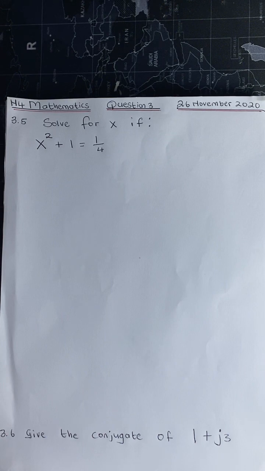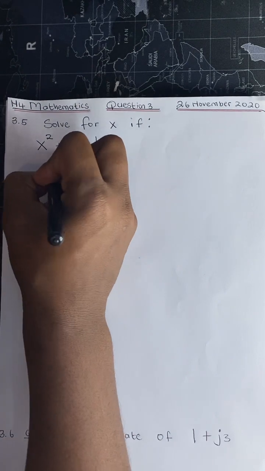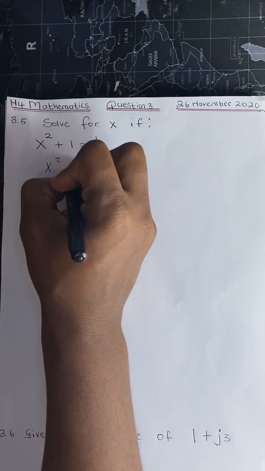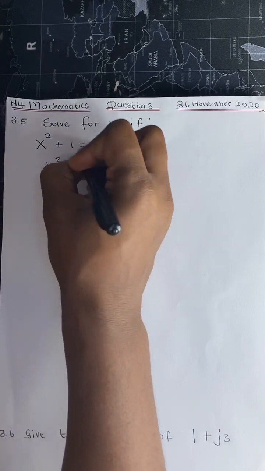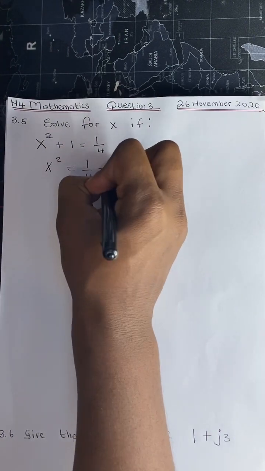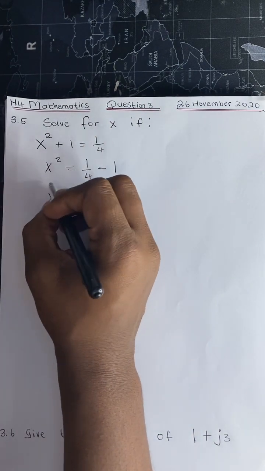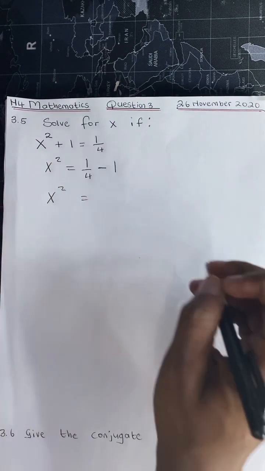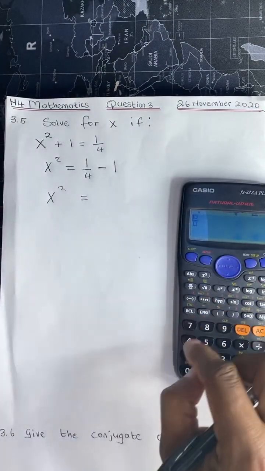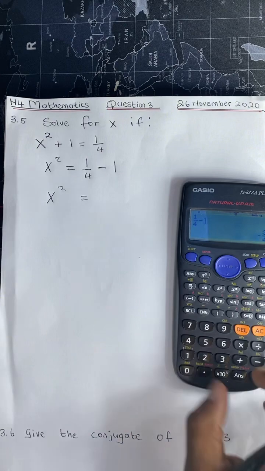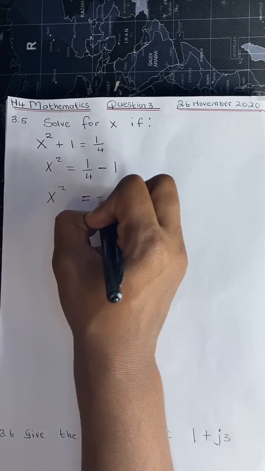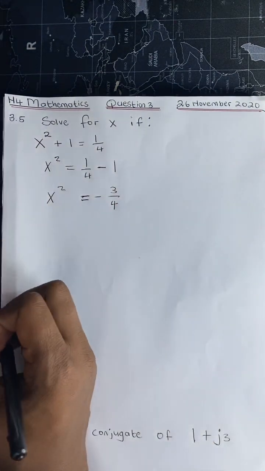So question 3.5, we have to solve for x if x squared plus 1 is equal to 1 over 4. One thing that I've learned is that if you solve for x with complex numbers, you must know that the solution will be negative. So we have 1 over 4. We take this 1 to the right, and it's going to change sign to negative 1. So we are solving for x, so x squared is equal to 1 over 4 minus 1, which is negative 3 over 4.